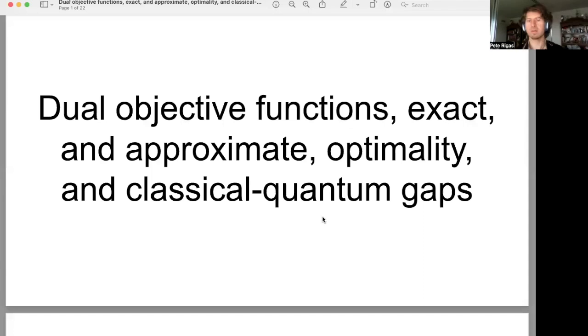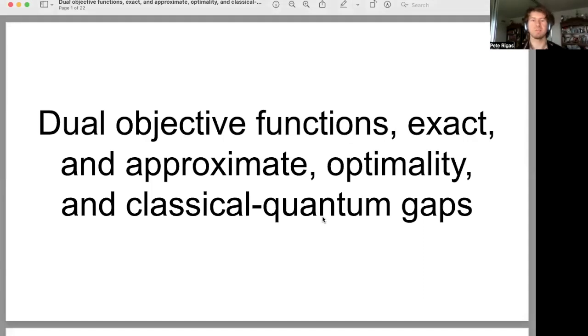The title of this presentation is Dual Objective Functions, Exact and Approximate Optimality in Classical Quantum Gaps.